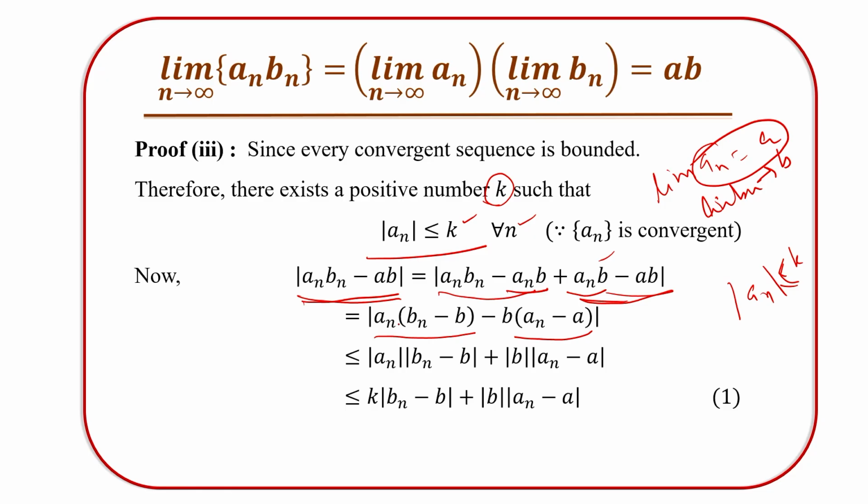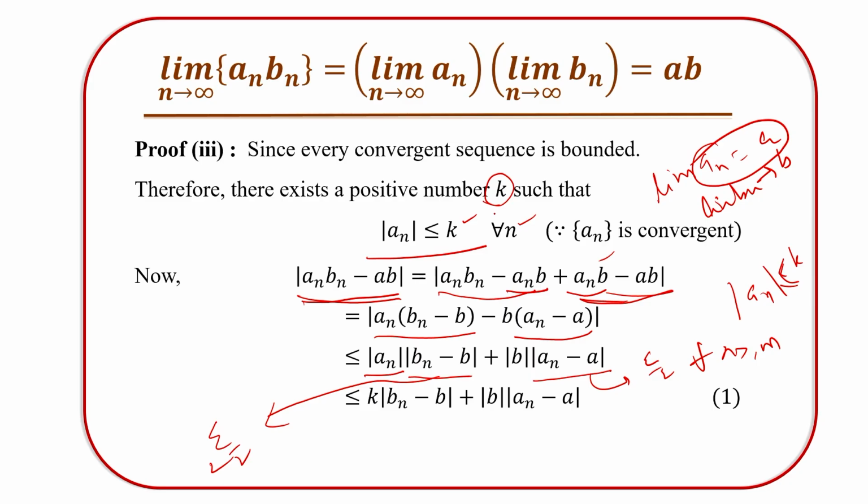Now, since these are all in the modulus, the modulus of a sum is less than or equal to the sum of the individual moduli. So I can write the whole modulus of An Bn minus AB is less than or equal to modulus An into modulus Bn minus B plus modulus B into modulus An minus A. We know that this is less than epsilon by 2, right? And this is also less than epsilon by 2 for every n greater than m, right? We already know this one. So I am going to use this one.